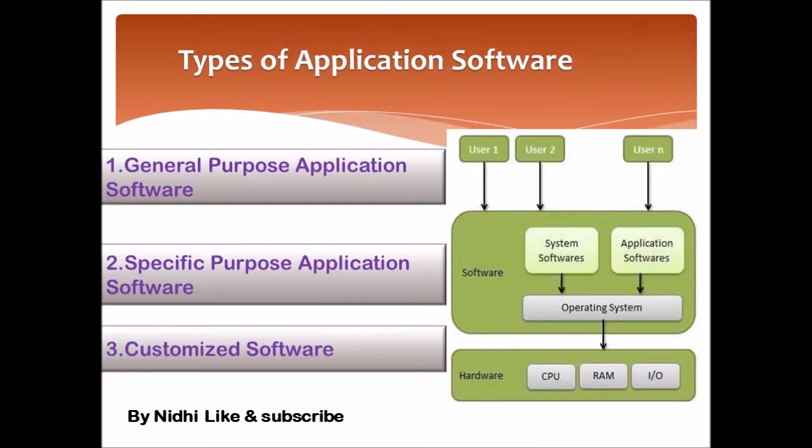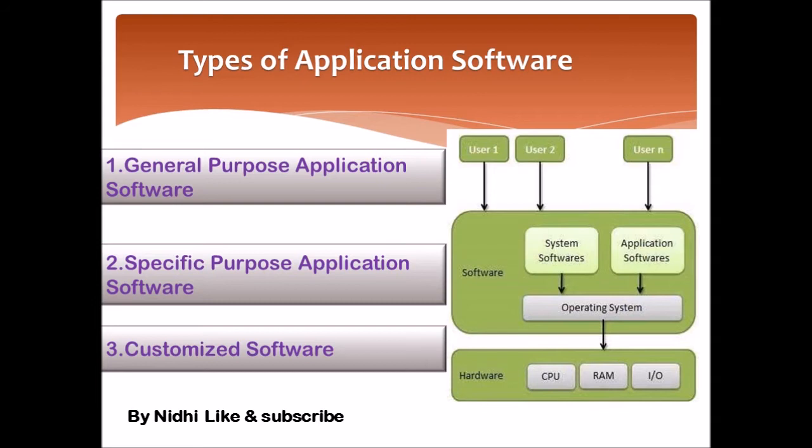Next, types of application software. Application software is categorized into three categories. First is general purpose application software. Next is specific purpose application software. And the third one is customized application software.